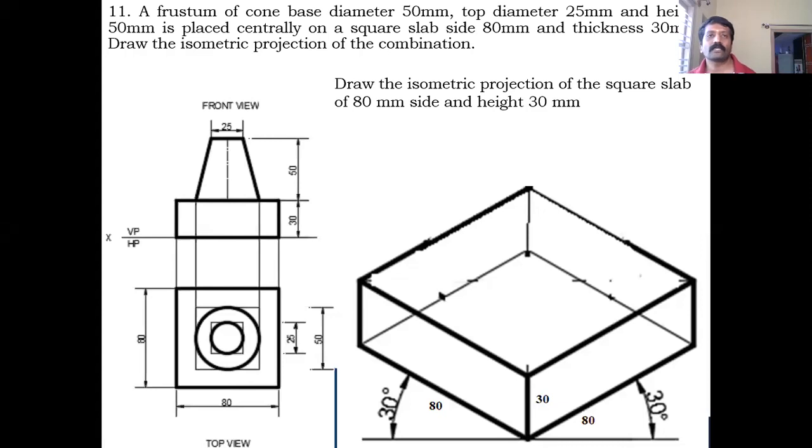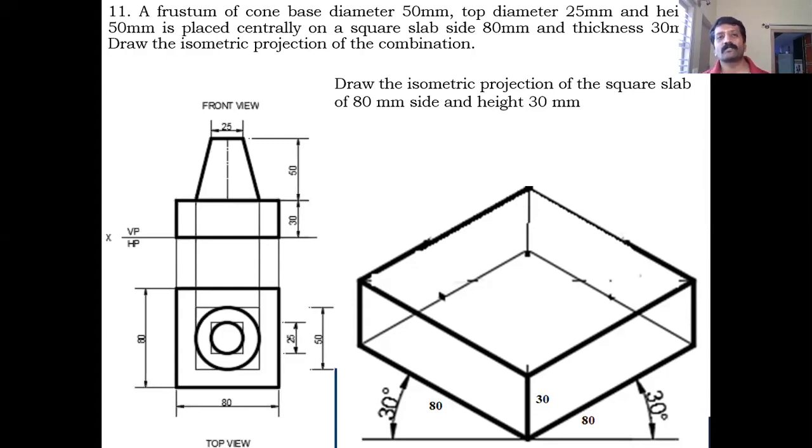So let me take this example. Frustum of a cone, one example we have discussed. A frustum of a cone of base diameter 50 millimeter, top diameter 25 millimeter, and height 50 millimeter is placed centrally in a square slab. 80 millimeter is the base of this square slab, and height, that is thickness, is 30 millimeter. So already I have given this explanation.